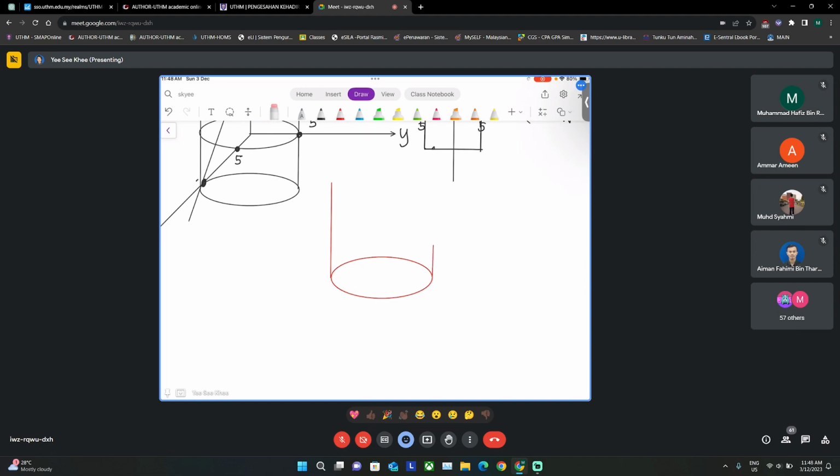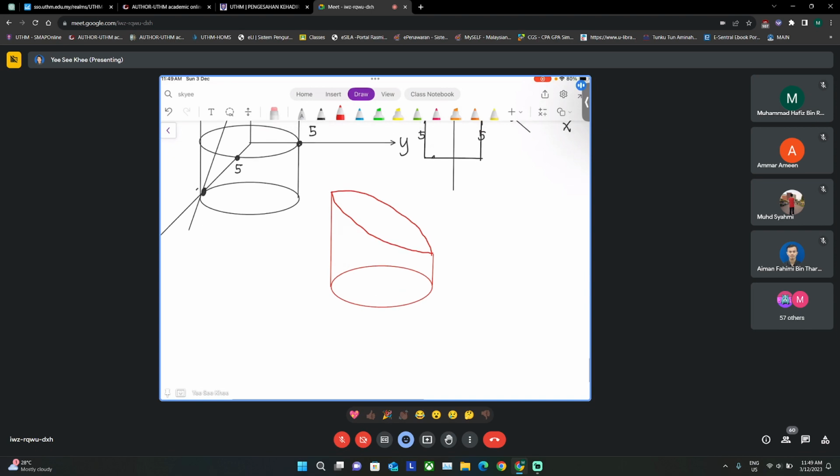Can you see these cylinders were sliced by the plane? Okay, this is the plane z equals 2. Then you slice the cylinder using x plus z equals 8. So the shape will be like this. So now you find the volume.